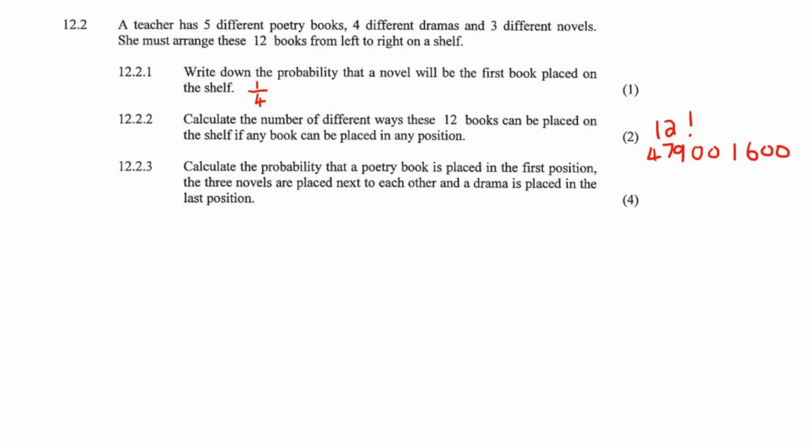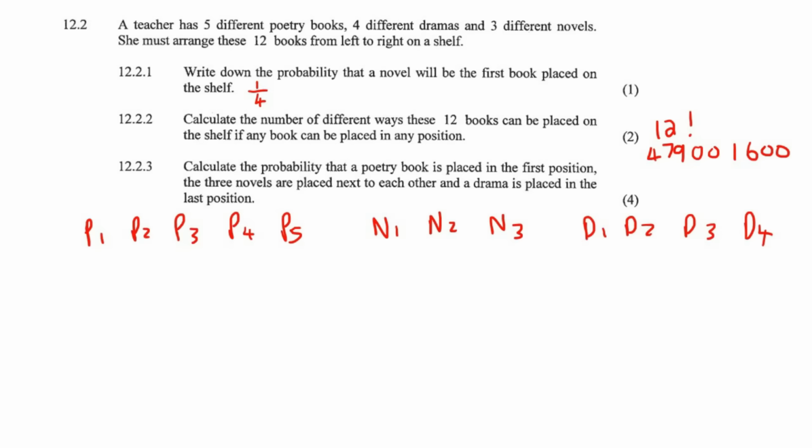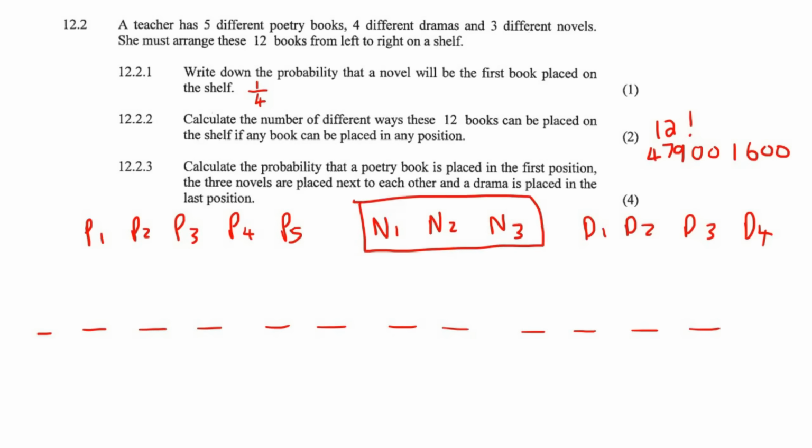Now, with this last question, it says calculate the probability that a poetry book is placed in the first position, 3 novels are placed next to each other, and a drama book is placed in the last position. So let's just draw them out again. Right, now we've got 12 different spots available. Now, these novels, they're going to be together. They've asked us that those will please be together. We know that the first one is going to be a poetry book and the last one is a drama book. So let's go do those ones first, the poetry book and the drama book.